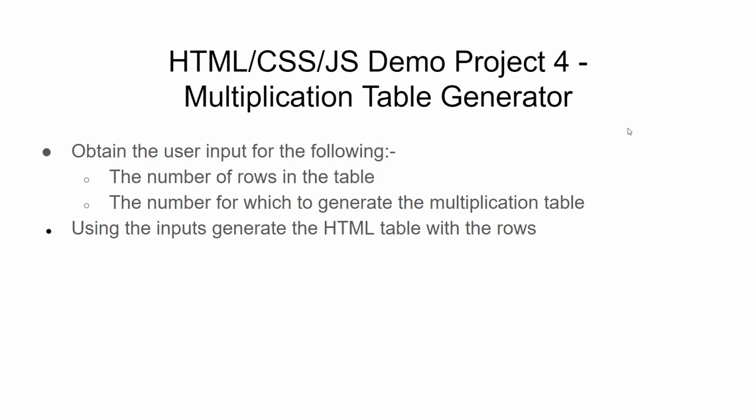Now let's look at the prompt for the JavaScript demo project 4, where we're going to build a multiplication table generator. Basically, it's a web page that generates a multiplication table using the inputs given by the user. The user provides the number of rows in the table, and the number for which to generate the multiplication table. Using these two numbers, we're going to build a multiplication table for that number with that many rows.